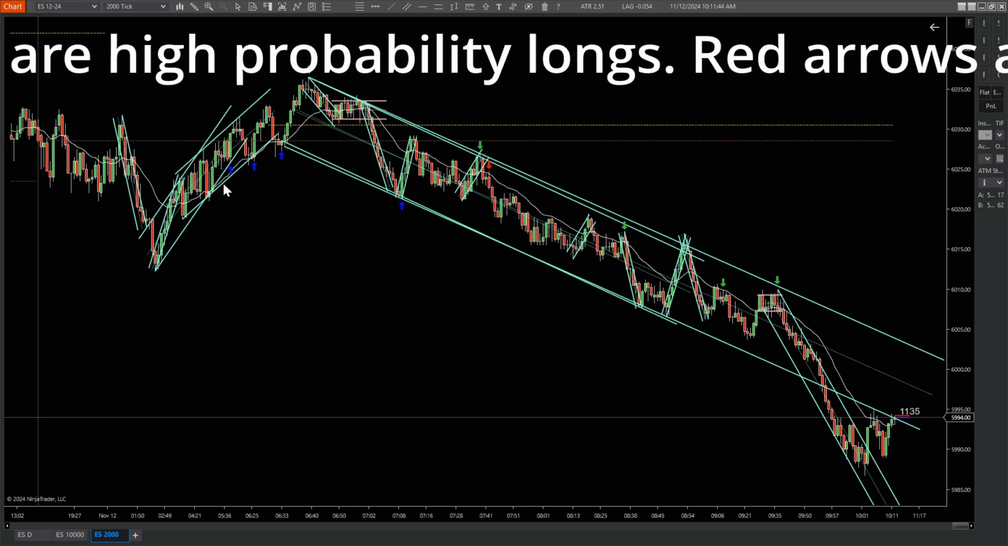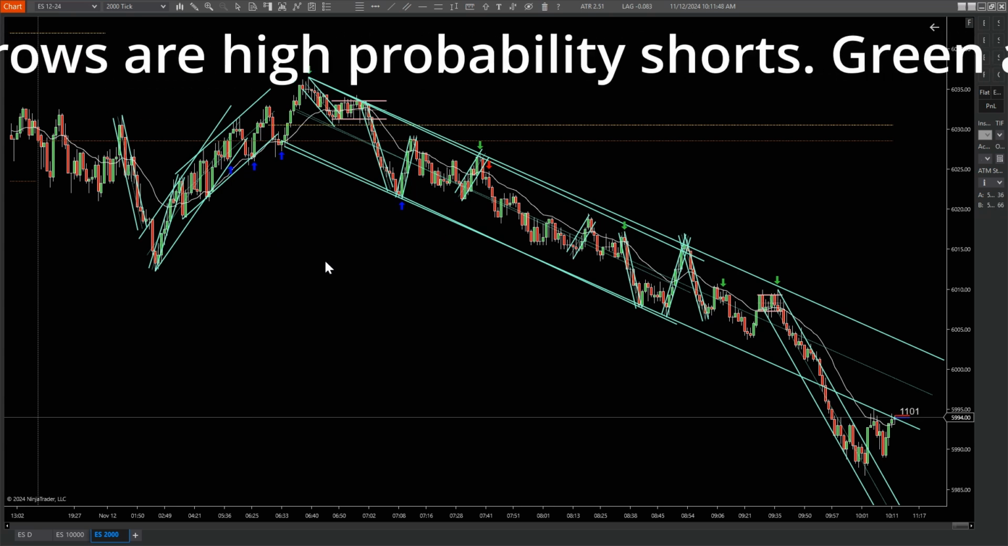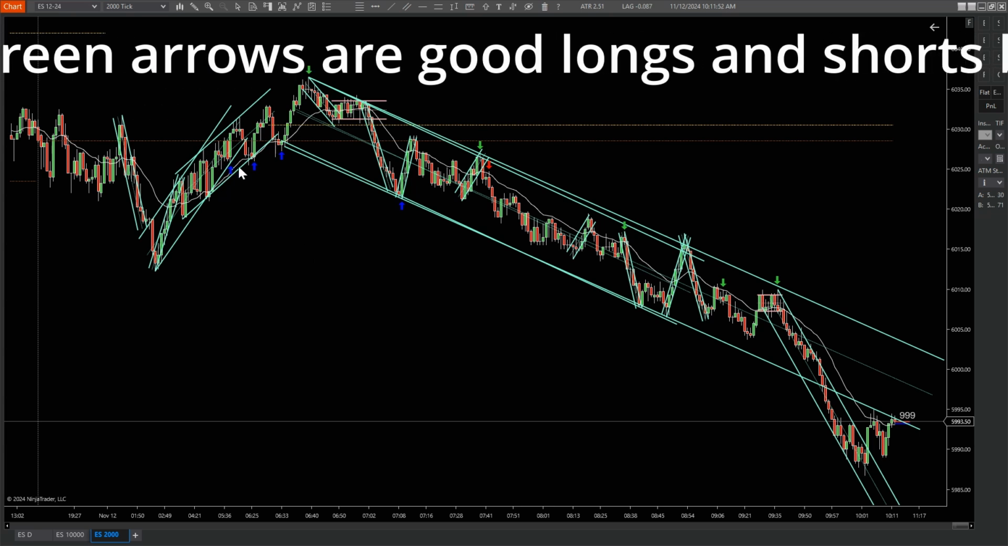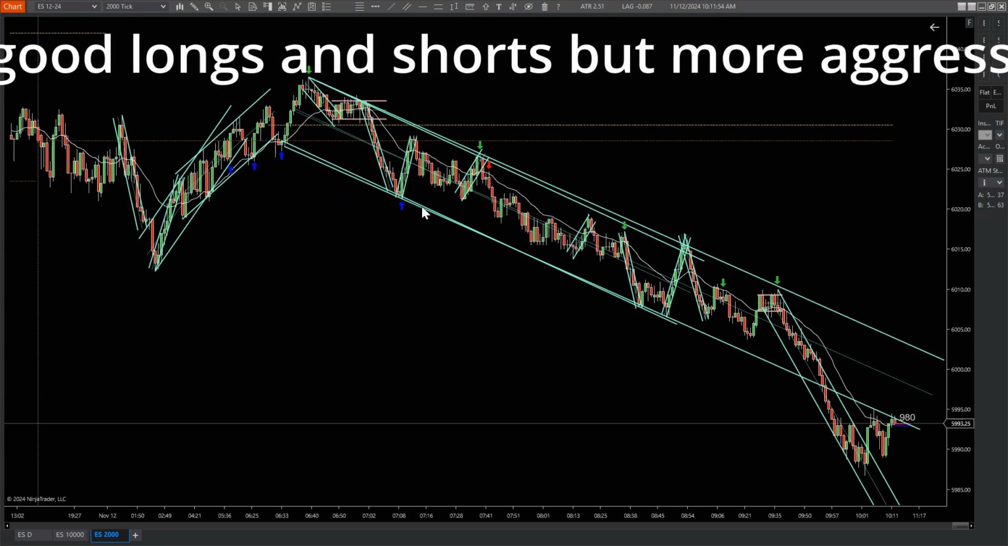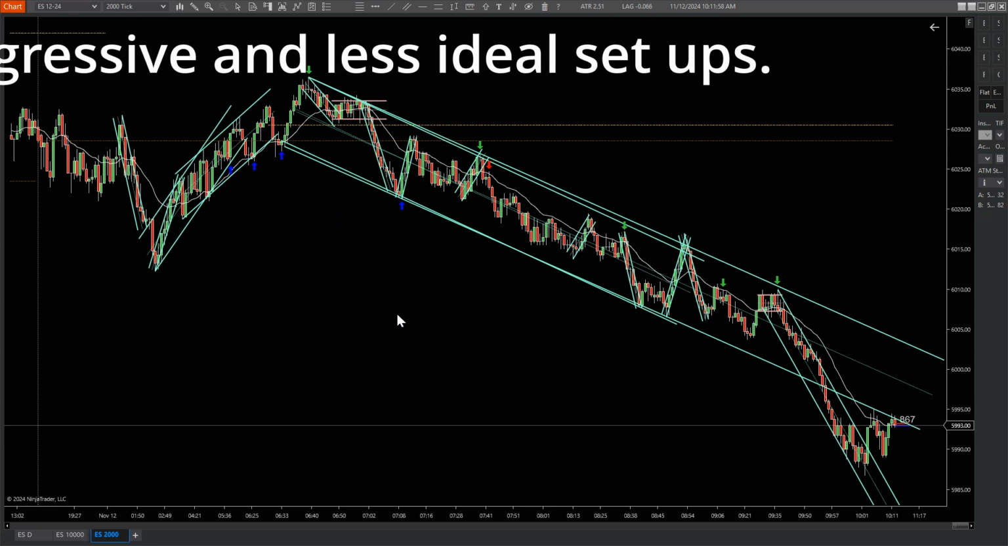But this is specifically showing the ES 2000 tick futures chart and how you could have got some really great trades today. And early on, you could have been done pretty early today based on some of these trade setups. But there also were some opportunities for some nice runners.